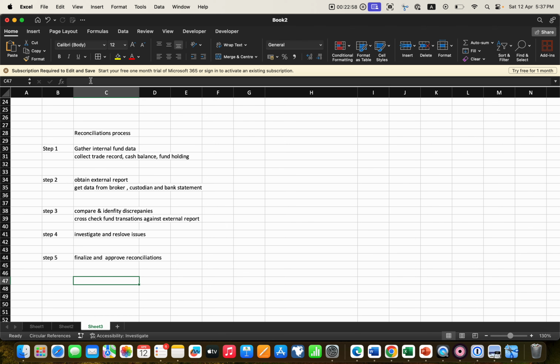For example, let's look at a reconciliation error. Say a hedge fund invests 2 billion in Tesla stock, but when checking the custodian report, the transaction only reflects 1.8 billion. So what was wrong? Here the transaction made in the hedge fund is 2 billion, but the broker report or custodian report is showing 1.8 billion.